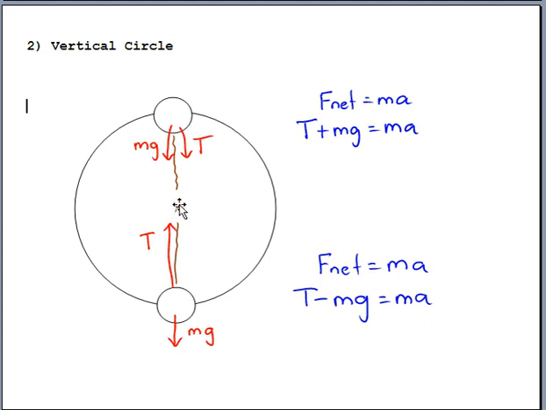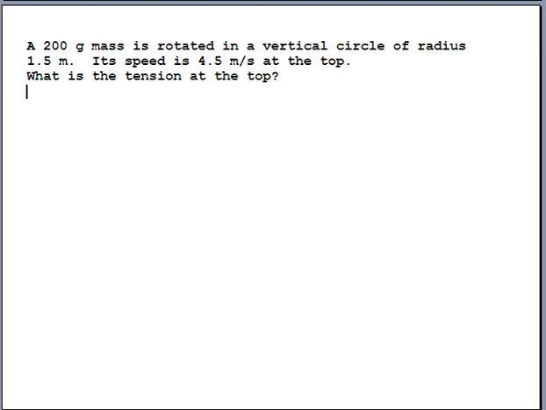So anything going towards the center is positive, things away are negative, and then I can go T minus mg is equal to mass times acceleration. And of course, when you're doing these problems for that A, you can use whatever version works best, whether it's the period one or the velocity one. Totally up to you. Okay, let's try one out.